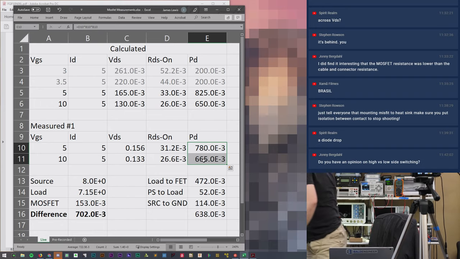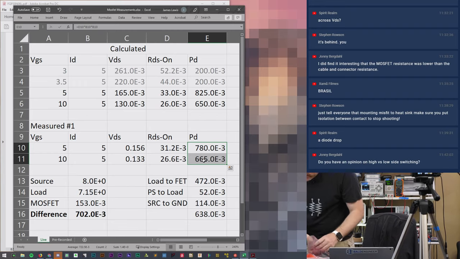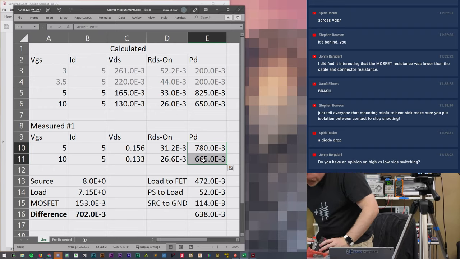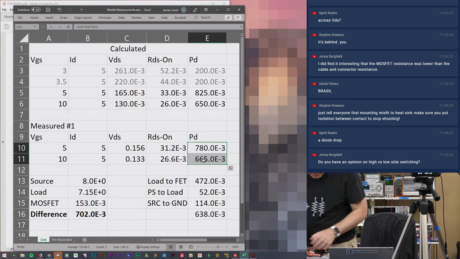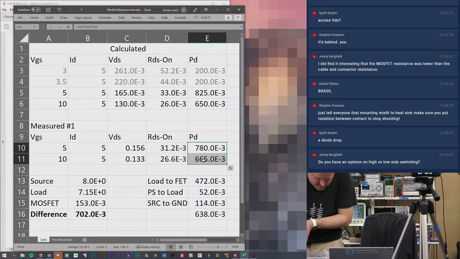Just a second. Do you have an opinion on high side versus low side switching? I don't have an opinion, but I can talk about it. What I'm looking for, I actually had a bunch of heat sinks, and I have no idea where I put them. Interesting.